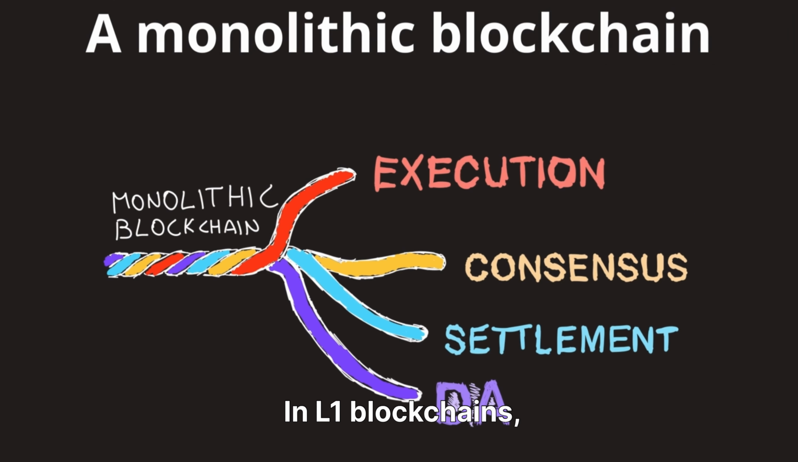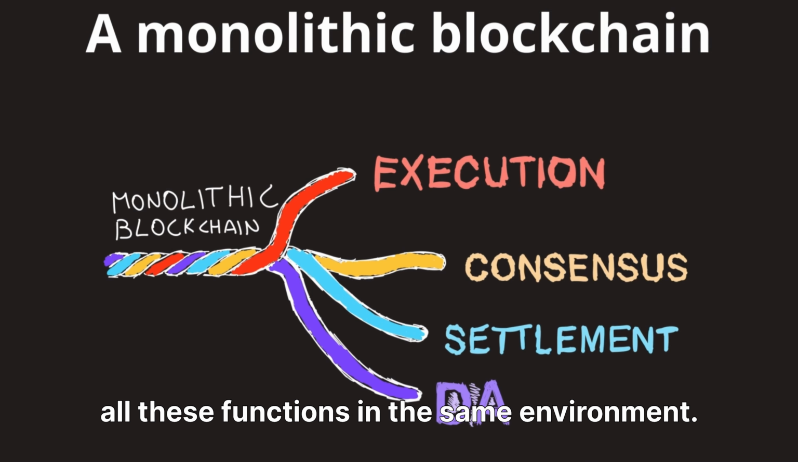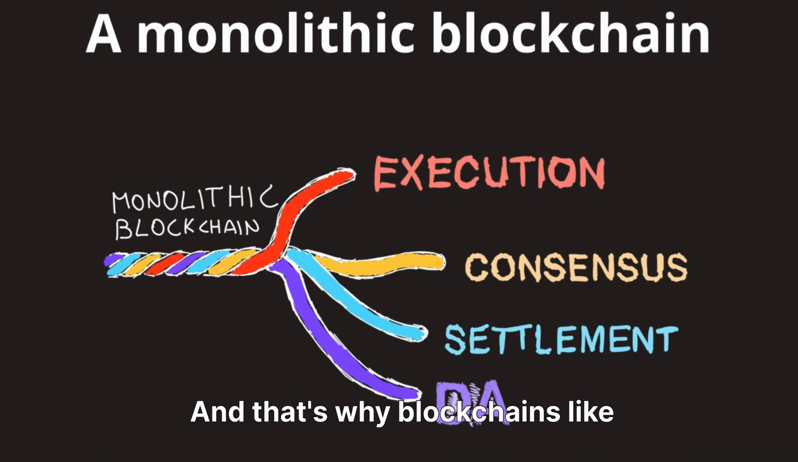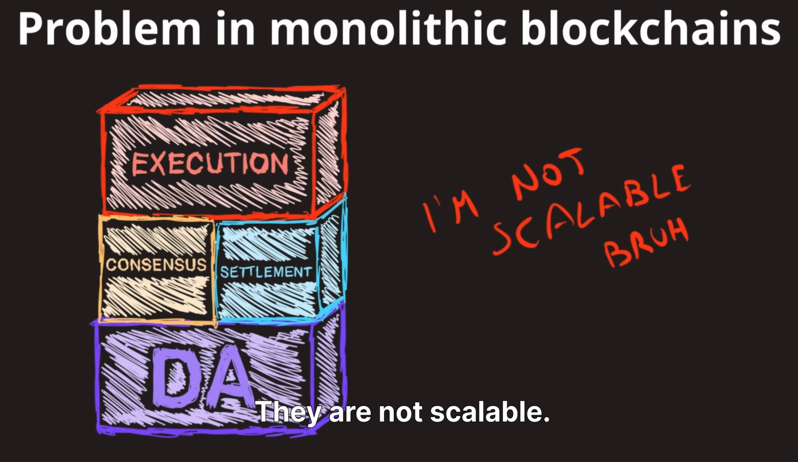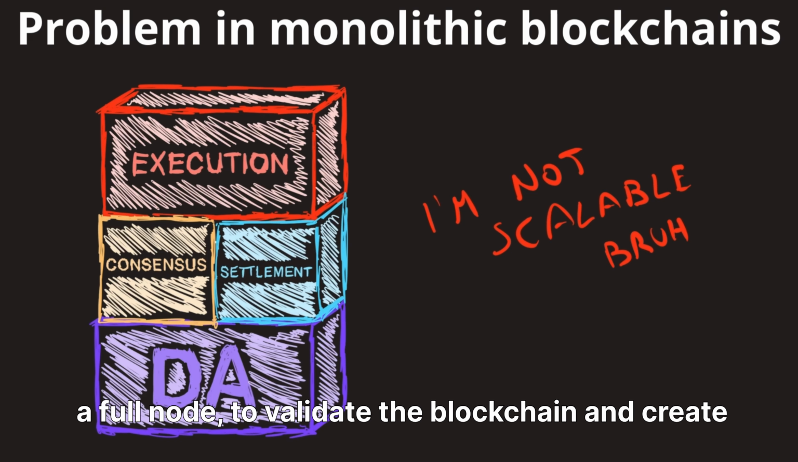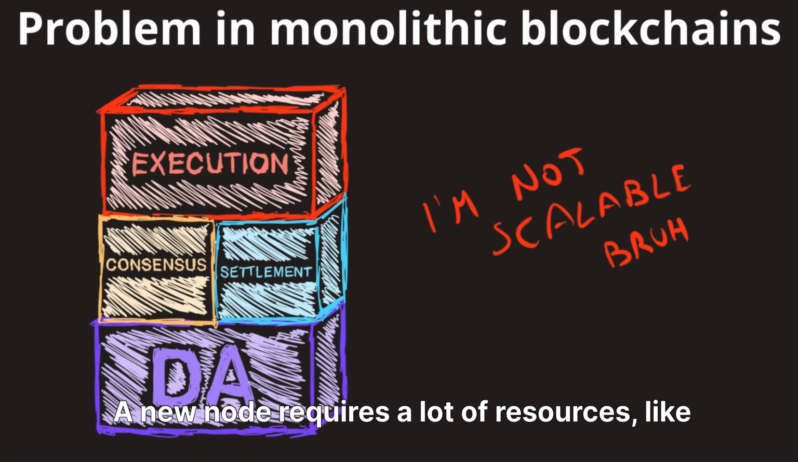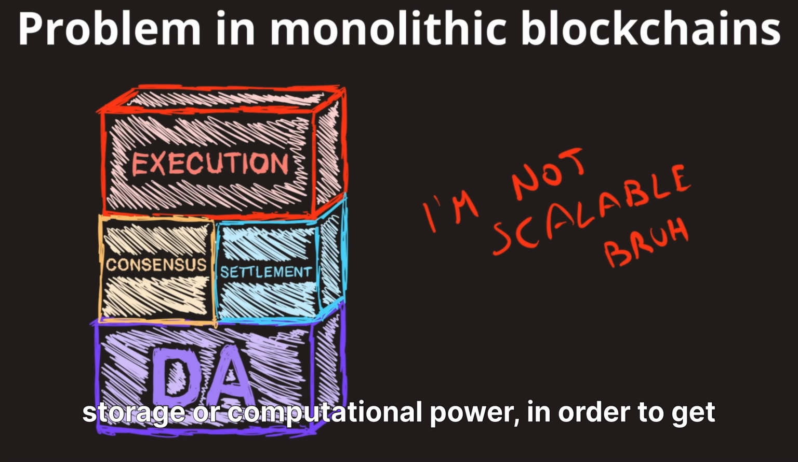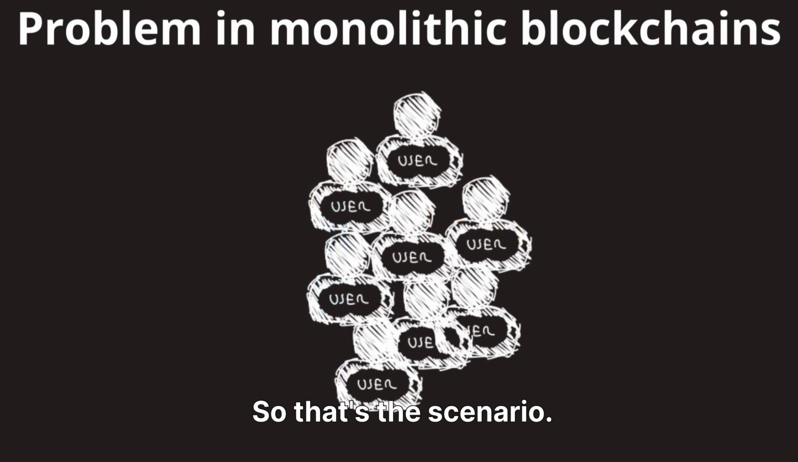In L1 blockchains, nodes typically are able to perform all these functions in the same environment. And that's why blockchains like Ethereum are called monolithic. There is a big catch with monolithic blockchains. They are not scalable. This model is not scalable because it requires more resources to run a full node, to validate the blockchain and create new blocks. The full node requires a lot of resources, like storage or computational power, in order to get the blockchain transactions and verify the state.